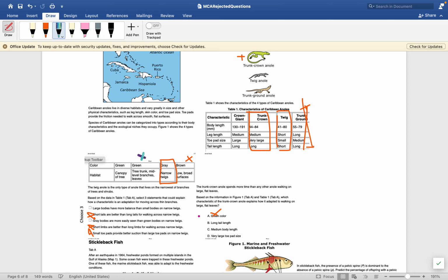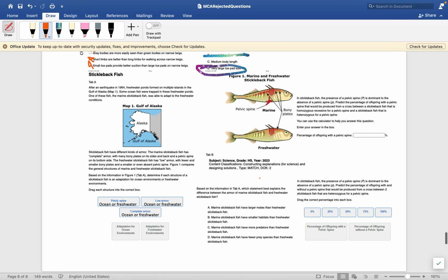Okay, so does it help them walk on large flat leaves? Maybe we'll come back. Long tail length. Medium, so it's not that one. Medium body length. Yeah, it's kind of medium. Very large toe pad. Very large. Okay, but now adapted to walking on large flat leaves. Which one of these characteristics will help them do that? And that is going to be D. I'm so sorry. Just wasted like 3 minutes on that.